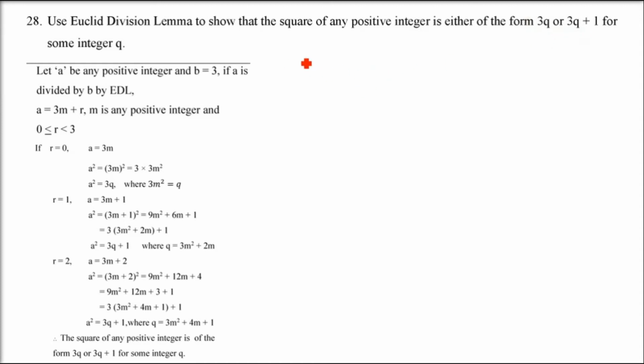What does it mean? It means that if I take a as a positive integer, we can write it as 3 into m, because 3 is what we see in the question. So a is divided by b, what are you going to get? m is any positive integer, so a equals 3m plus r. Now this is the ideal form, but I'll give you a better example. r is between 0 and 3. So how do we understand this? If you know it, you will be able to understand. If you don't know it, then I will tell you how we have got this.